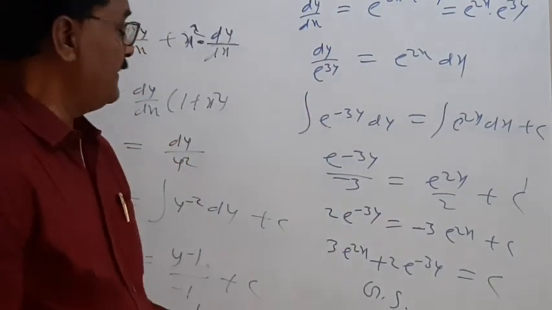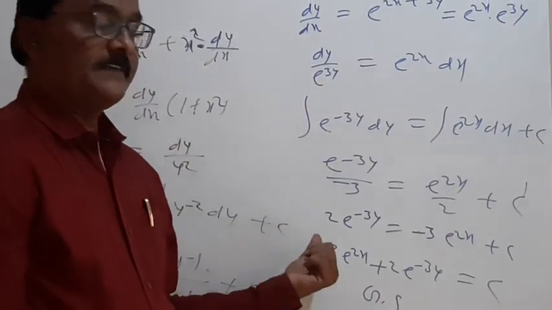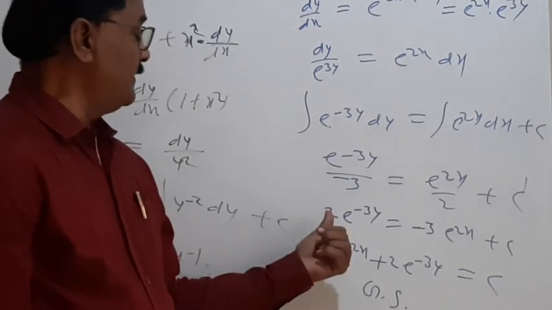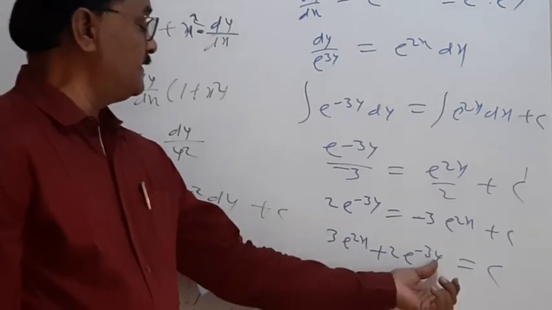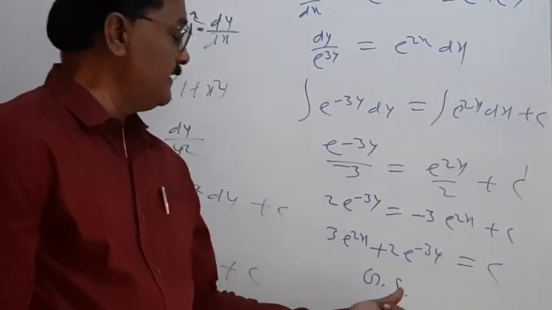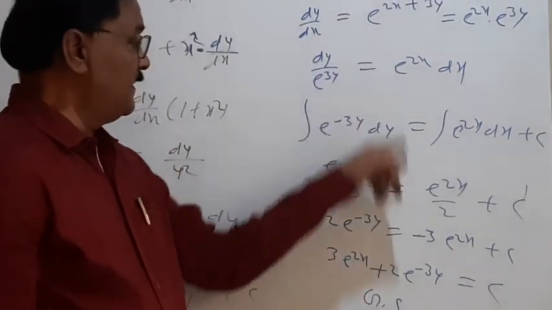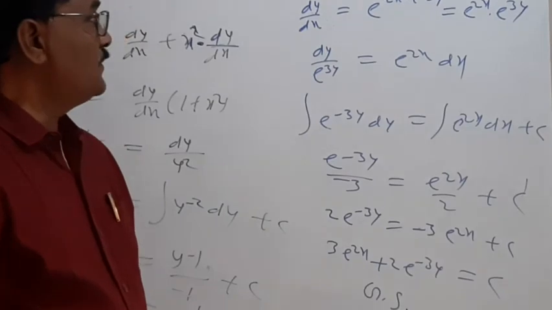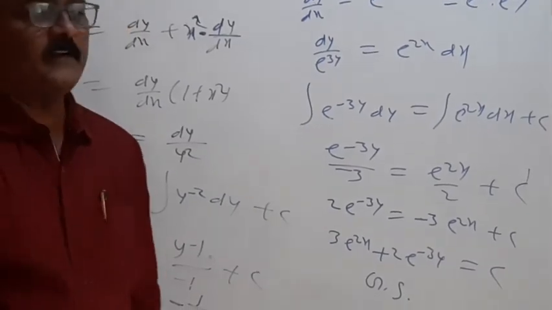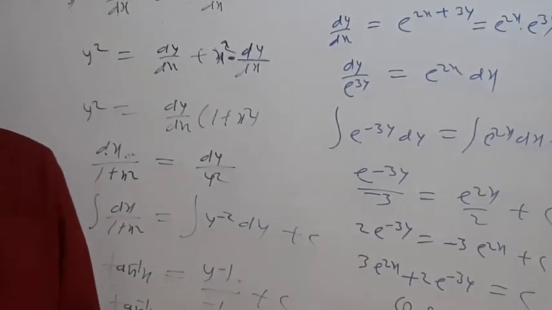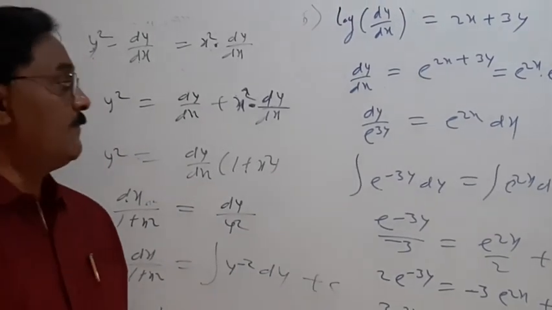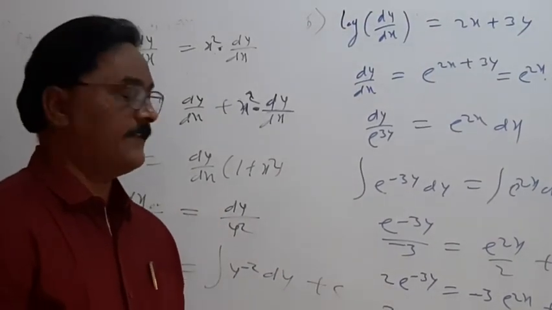This is also written, transferring to the left hand side, as 3 into e to the power 2x plus 2 into e to the power minus 3y is equal to c. This is the required general solution. So this is the procedure of solving first order first degree differential equations by the variable separable form method.